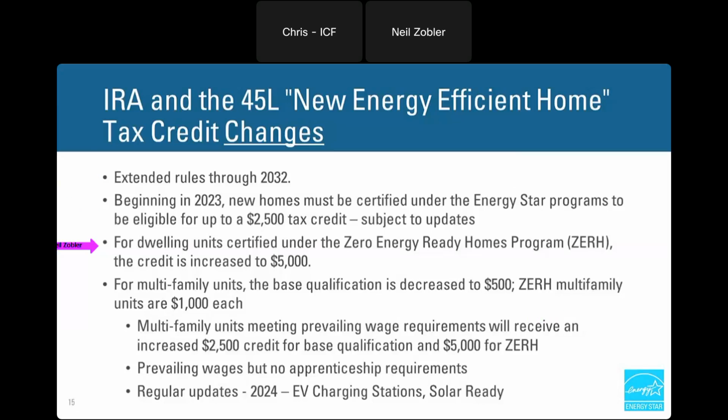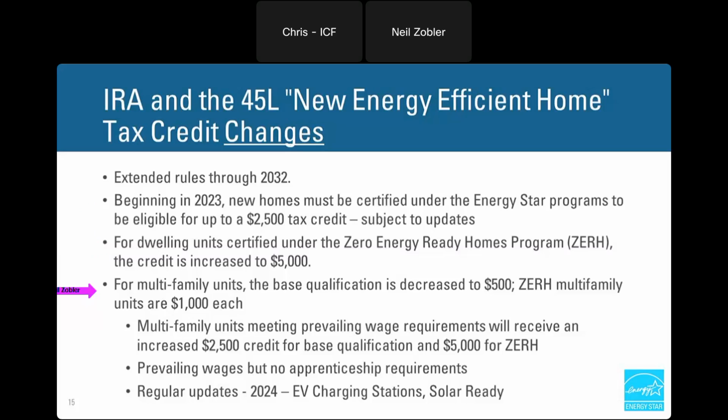Dwelling units certified under Zero Energy Ready Home programs has also been increased to $5,000. And of course, that's where, when you add some renewable energy to the energy efficiency, your home or your property becomes close to a zero load generator for the utilities.